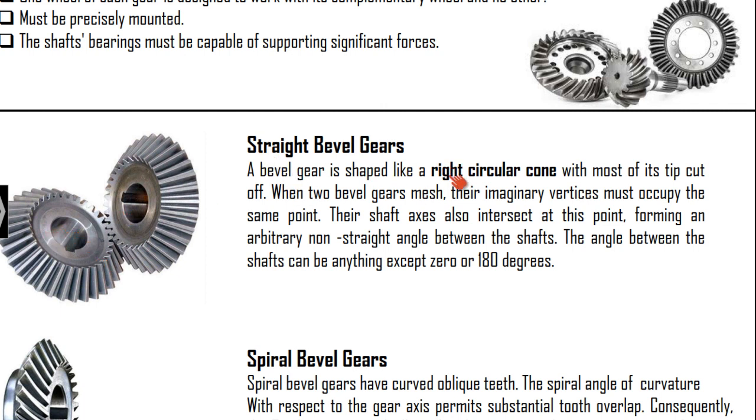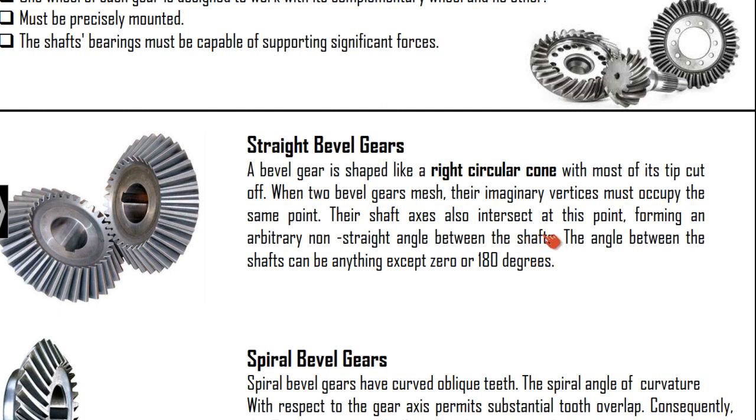That is called the right circular cone. That means, these teeth are on the surface of the right circular cone. Its tip is cut off, and the fact is that their axes also intersect at this point, forming an arbitrary non-straight angle between the shafts. Please do not get confused. Here it is 90 degrees, yes, that is right, but it is stated that there is a non-straight angle between the shafts.